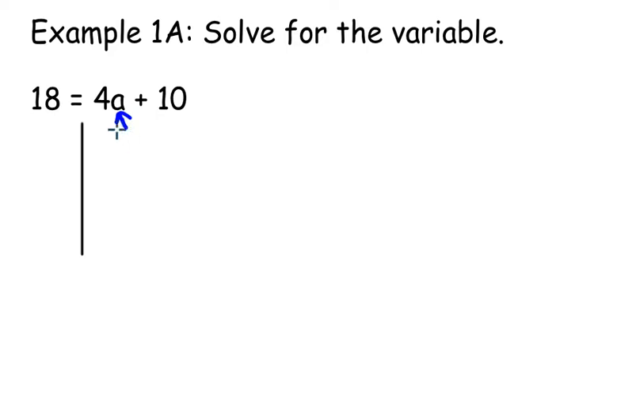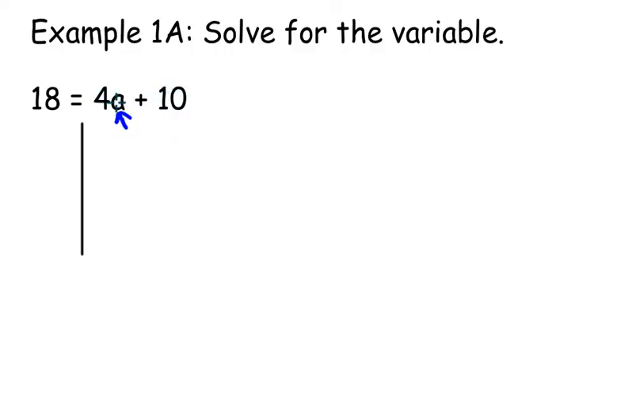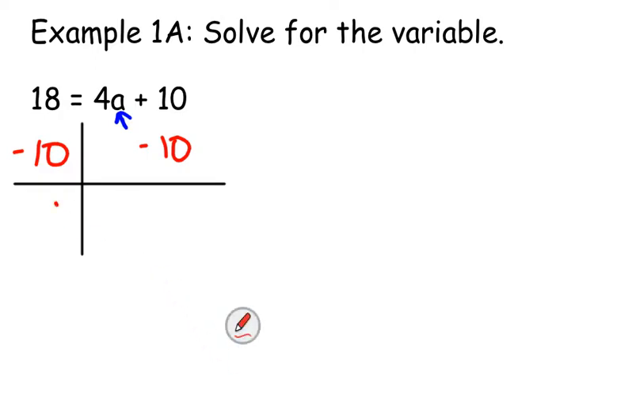In order to do that, you need to reverse the order of operations. So look for something that's being added or subtracted. 4 is being multiplied by a, and 10 is being added. So 10 is what we're going to get rid of first. To get rid of the 10, we need to subtract 10 because it's already being added. When I subtract 18 minus 10, we get the value of 8. And on the right side, this 10 and this negative 10 cancel out, and now we're left with 4a.